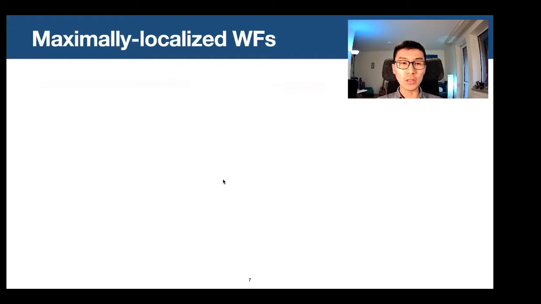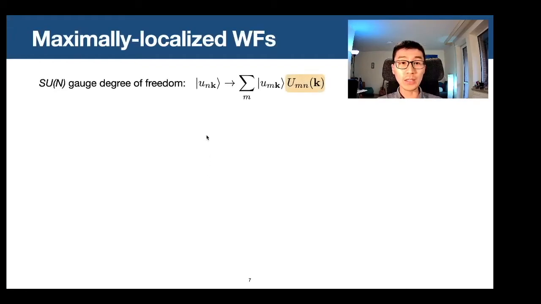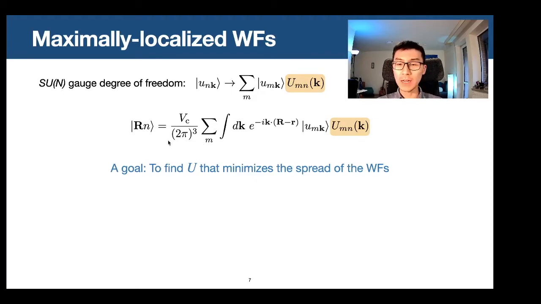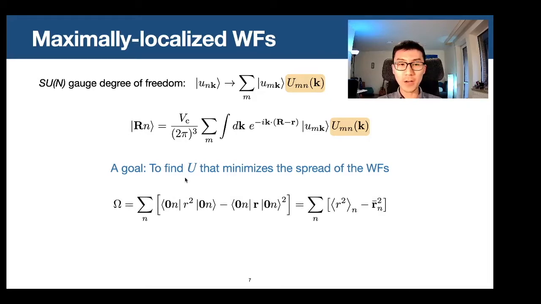So in general, stating the problem again, when we are dealing with N Bloch functions, we have an SU(N) gauge degree of freedom like this instead of a simple phase factor. So there are in principle infinitely many ways to obtain Wannier functions. But the idea is that we choose U such that it minimizes the spread of the Wannier function so that they are really localized. The spread of the Wannier function, we can define it as the second moment of the Wannier function like this.